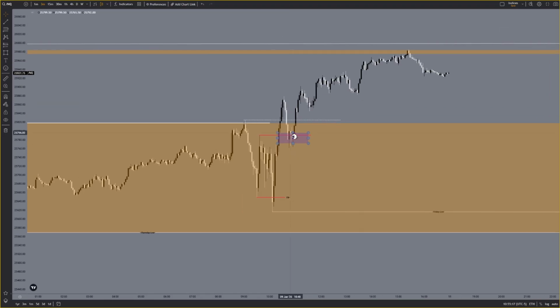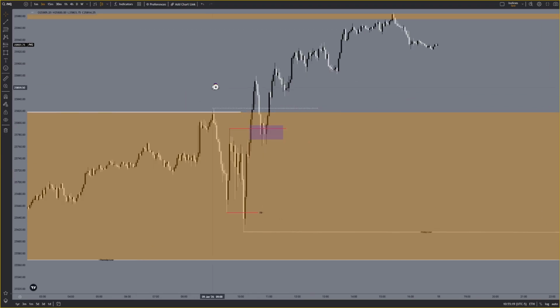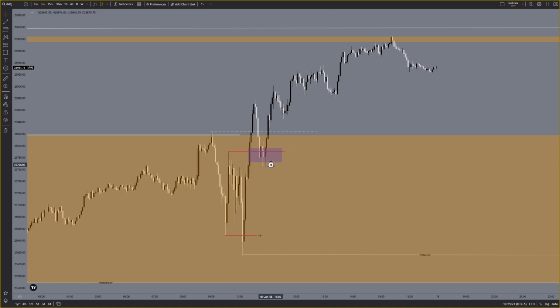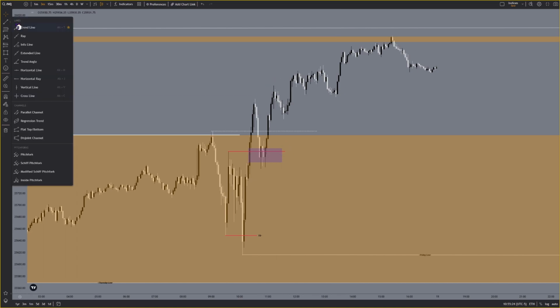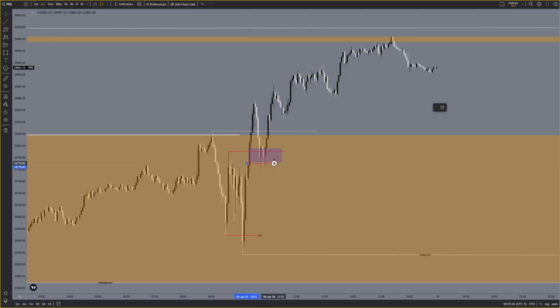We have closures of the bodies. It respects it. It seeks higher prices. Again, you also have that order block. So there are so many other things that you could be looking at to get in sync with institutional order flow.